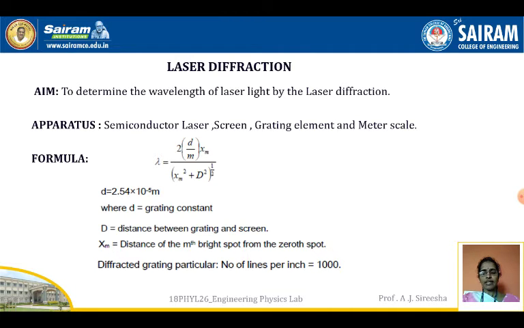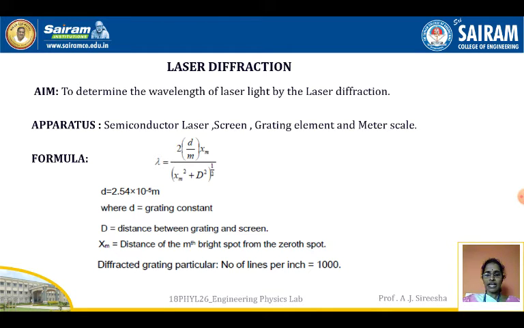The formula is lambda, the wavelength, is equal to 2d by m times xm divided by the square root of xm squared plus capital D squared. Here small d is the grating constant, which is given as 2.54 × 10^-5 meters. Capital D is the distance between the grating and the screen. In this case we are keeping capital D as 1 meter or 100 centimeters. And xm is the distance of the mth bright spot from the zeroth spot, or the central spot.